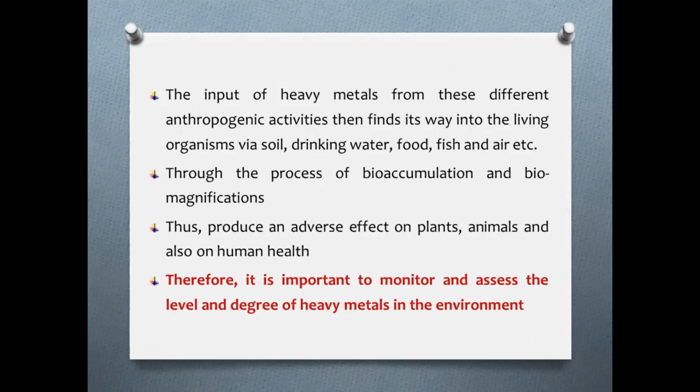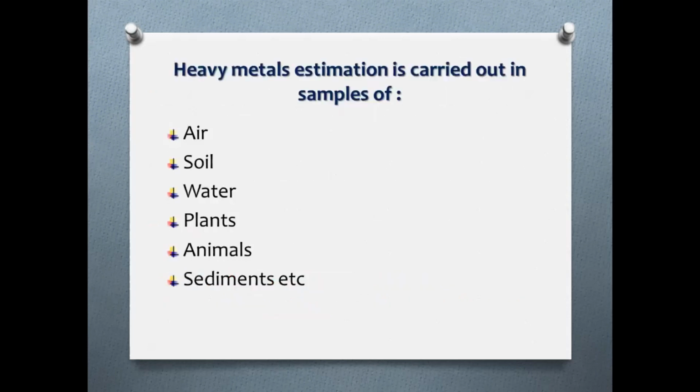Now, when in the environment, these heavy metals find their way into living organisms through soil, drinking water, food, fish, air, etc. Through the processes of bioaccumulation and biomagnification, these heavy metals produce adverse effects on plants, animals, and even human health. So with this basic explanation, we can conclude that it is vital to monitor and assess the level and degree of heavy metals in the environment.